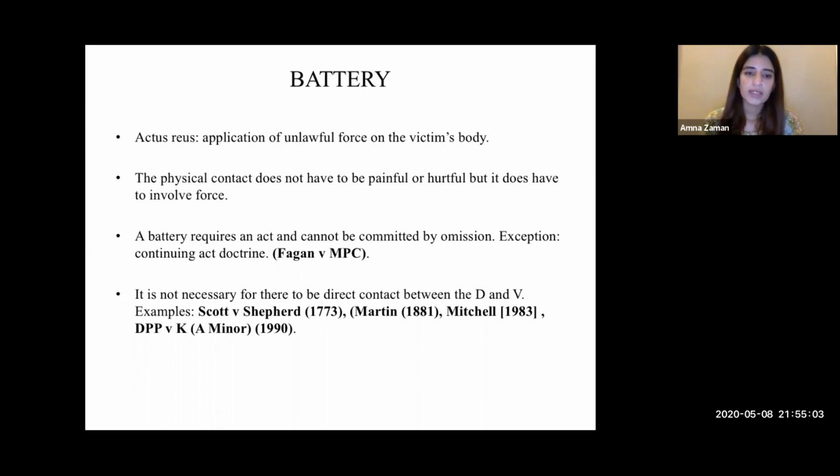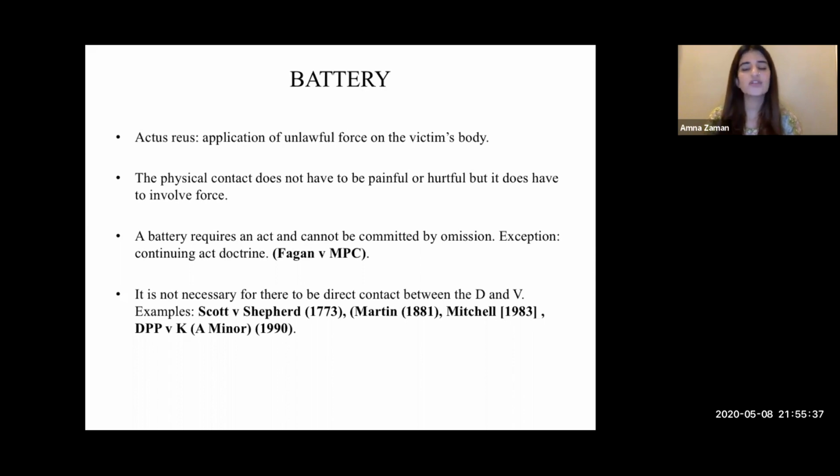Apart from that, a couple of very interesting authorities have clarified that it is not necessary for there to be direct contact between the defendant and the victim, which means that battery can be committed indirectly. Let's discuss a few important authorities. In Scott against Shepherd, 1773, the defendant threw a firework in a crowded marketplace. It passed a couple of people, and finally, when it got to the victim, it exploded in the victim's face.